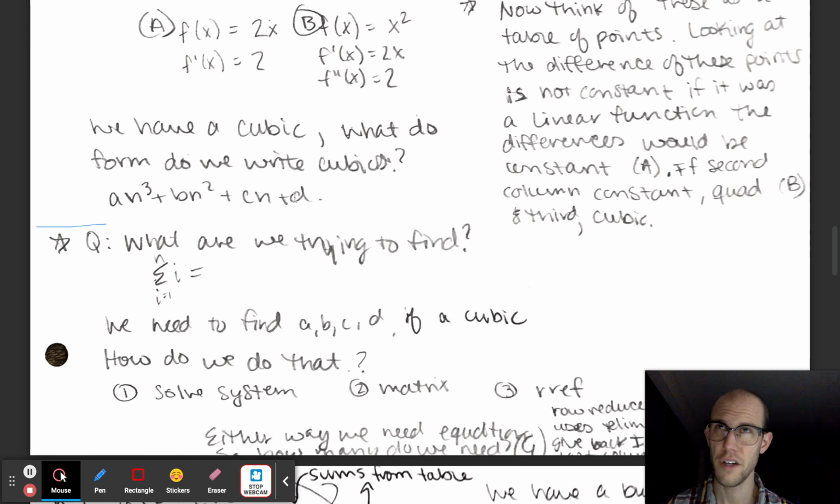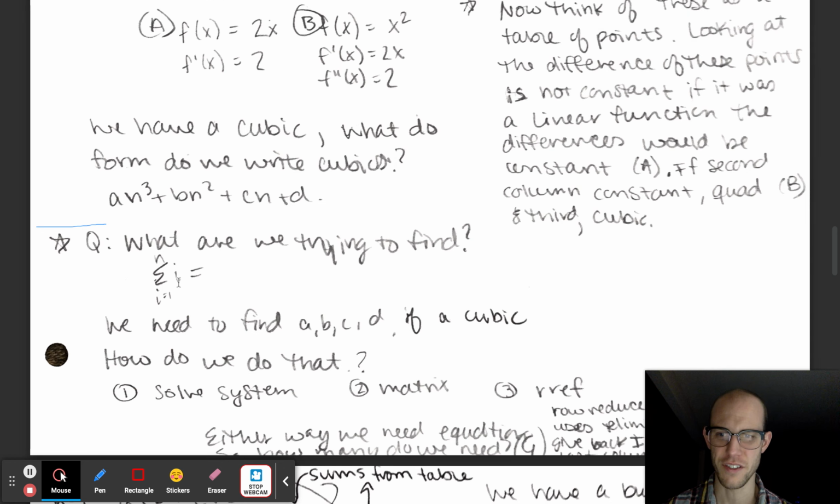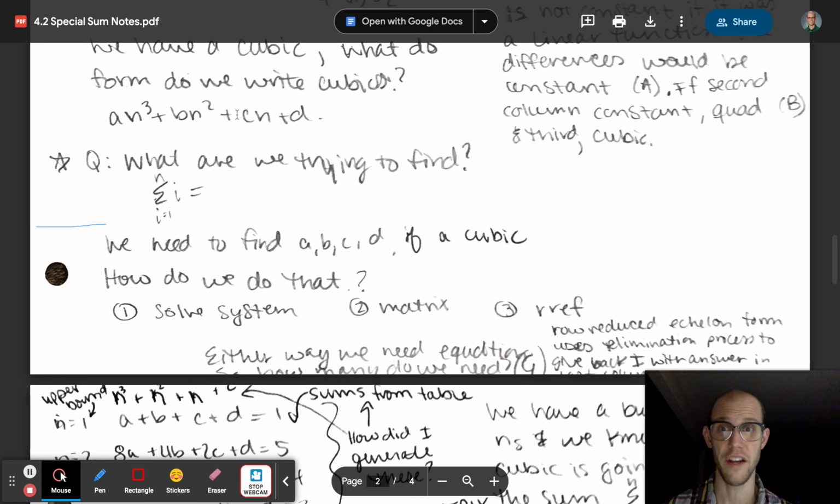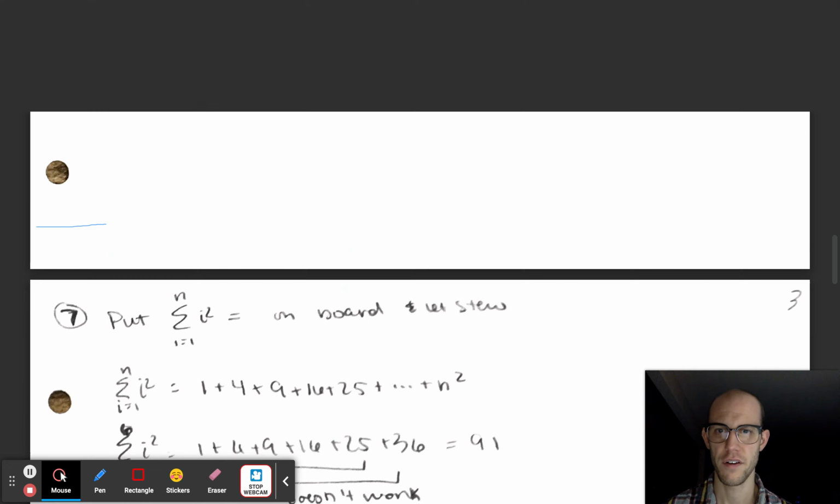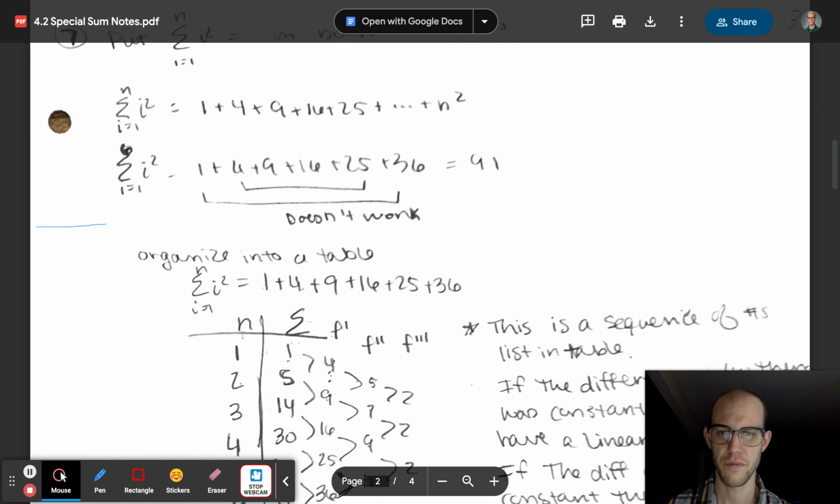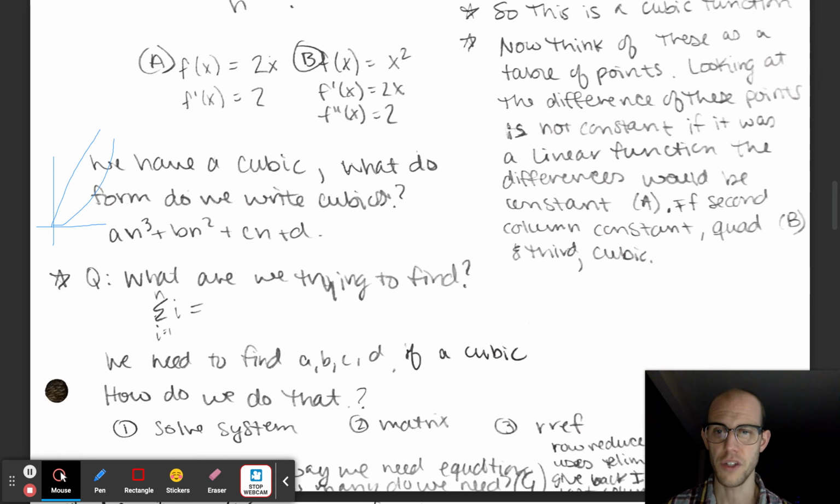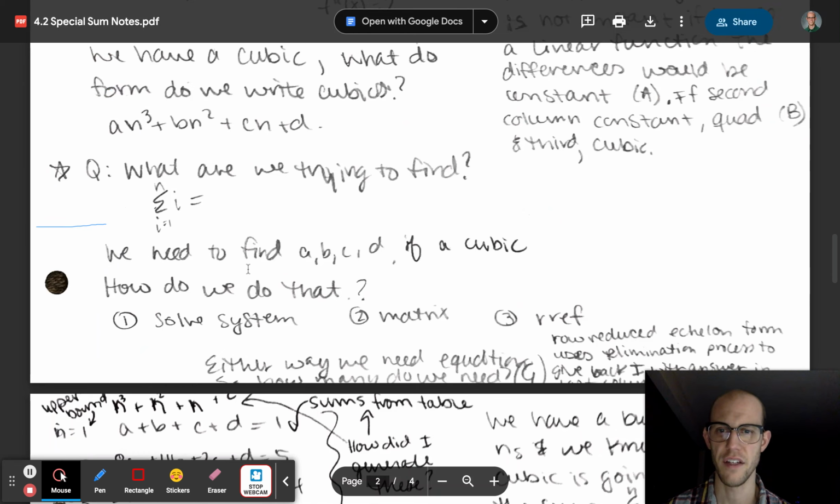So what are we trying to find? We're not trying to find the sum of i, but we're trying to find the sum of i squared and what that equals. So what we really need to find is this equation right here, because all those numbers that we're putting together up here, in this table, are going to be put together, and it's going to be a cubic function in terms of n. So our job is to find what these mystery coefficients are, a, b, c, and d. So that's what we need to find.